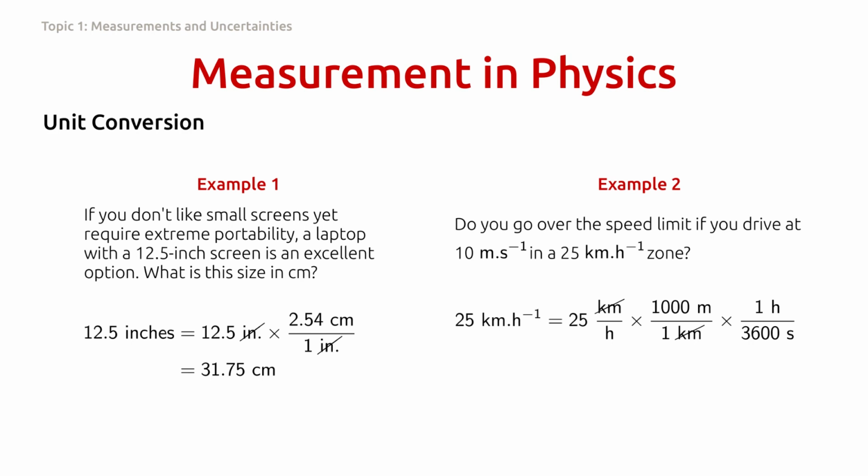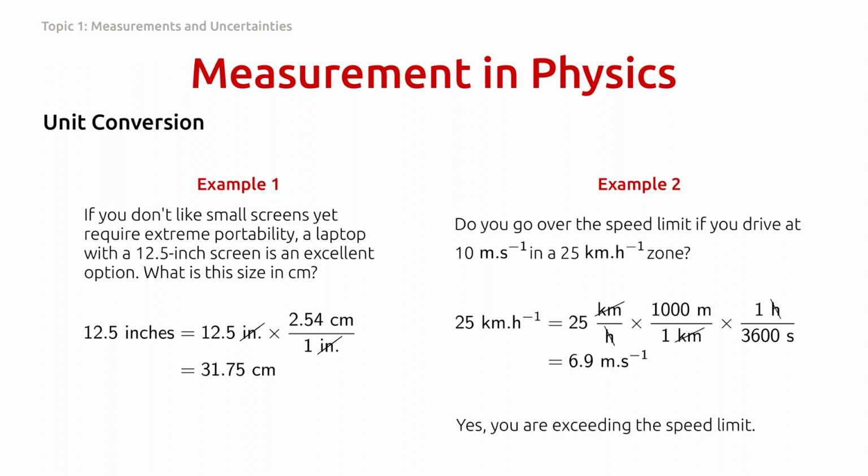Now we can cancel things out. We cancel the kilometers, we cancel the hours. The only units left are the meter and the second. The result of the calculations is 6.9 meters per second. And if you drive at 10 meters per second in this zone, yes, you are exceeding the speed limit.